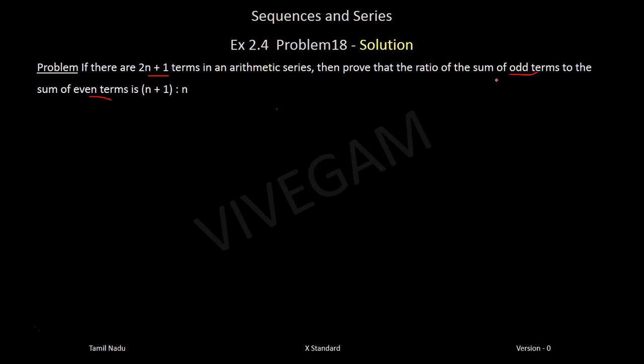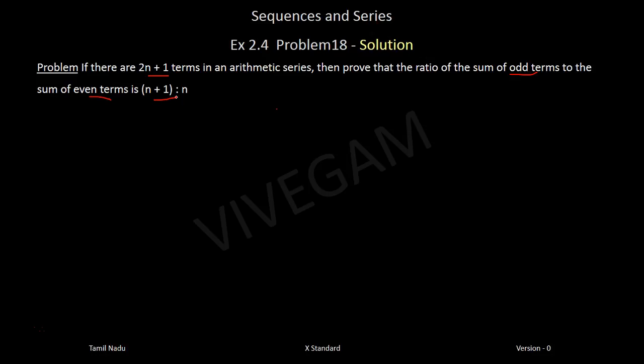Now we are asked to find the sum of odd terms. What they mean to say is that, let's say a series has 5 terms: first term, second term, third term, fourth term, fifth term. Sum of odd terms means first term plus third term plus fifth term. Sum of even terms means second term plus fourth term, because altogether we have only 5 terms. So add up all the odd terms, that is first, third, fifth, and add up all the even terms, that is T2 and T4. They are in the ratio of n plus 1 is to n. This is what we are asked to prove.